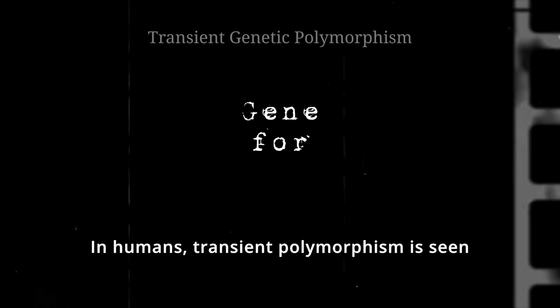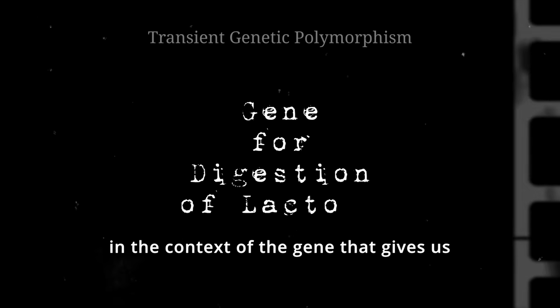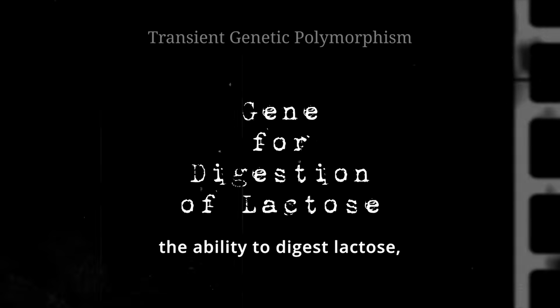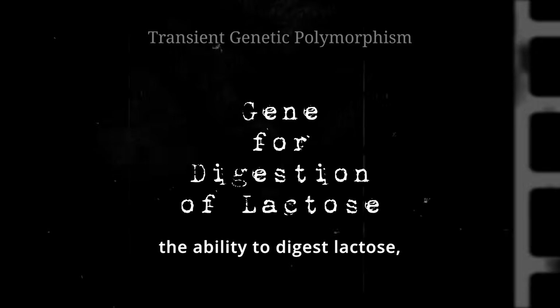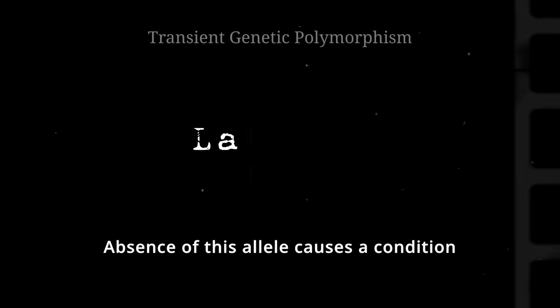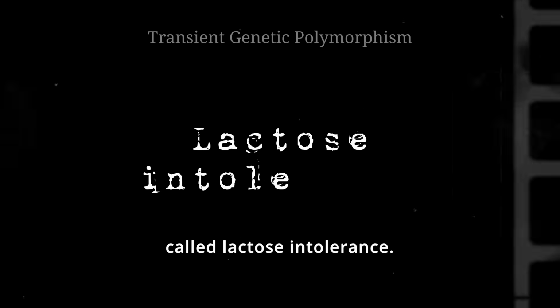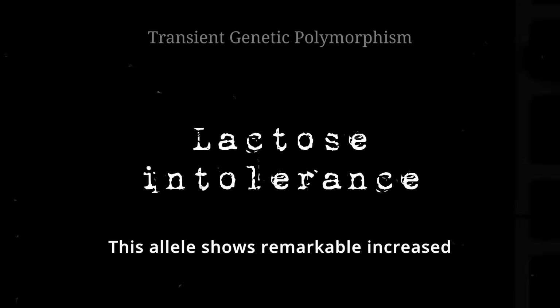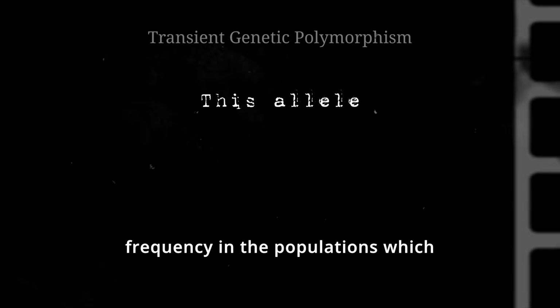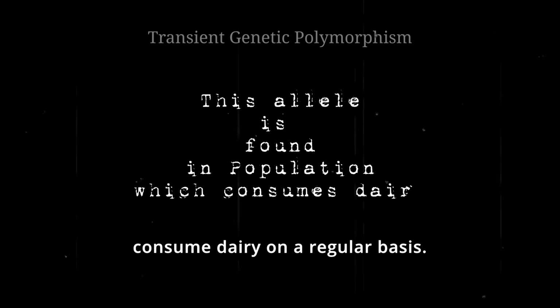In humans, transient polymorphism is seen in the context of the gene that gives us the ability to digest lactose, which is a sugar found in milk. Absence of this allele causes a condition called lactose intolerance. This allele shows a remarkably increased frequency in the populations which consume dairy on a regular basis.